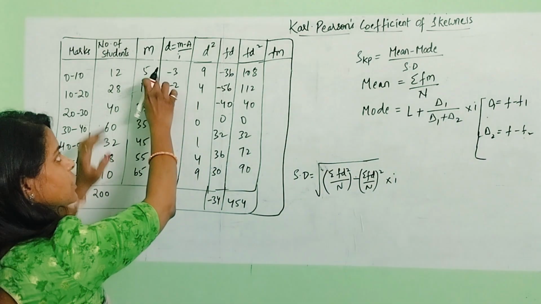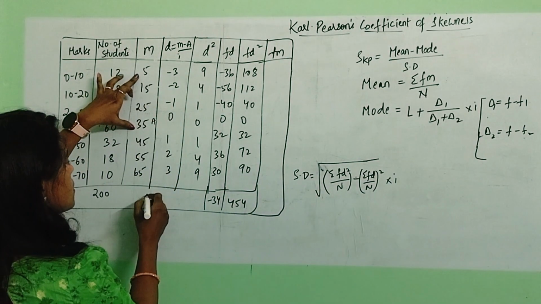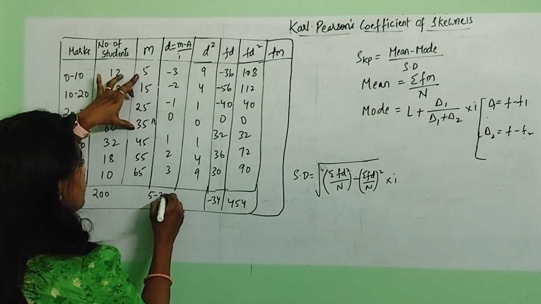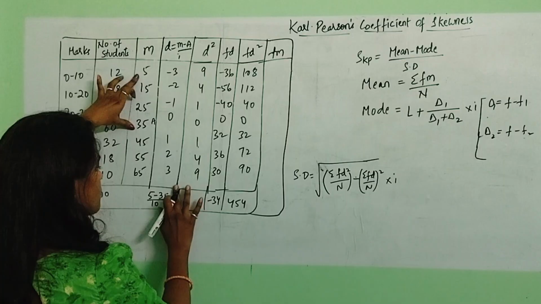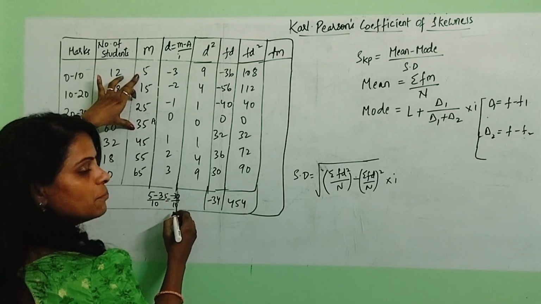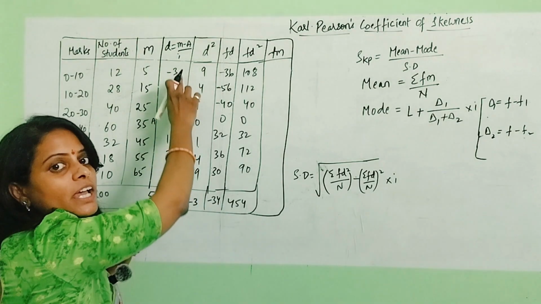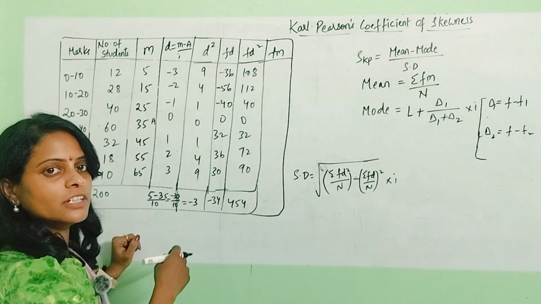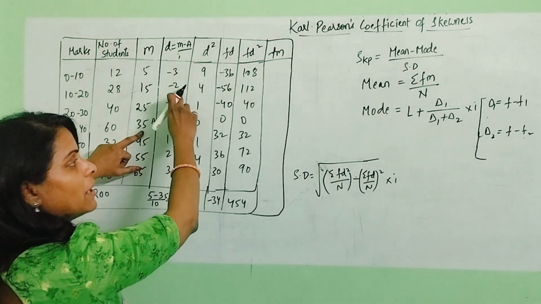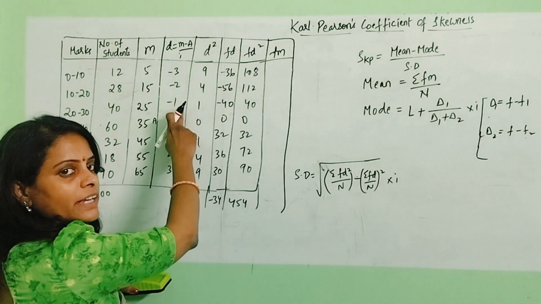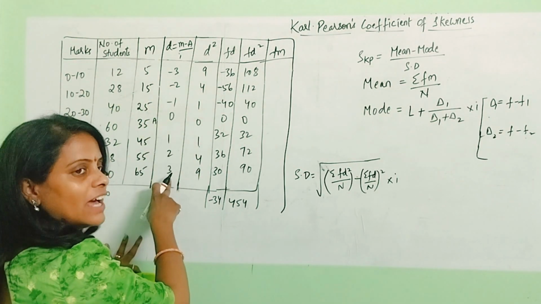I'll calculate one value, and you can relate that to the others. 5 minus 35 is minus 30. Minus 30 by 10 is minus 3. In a similar way, you can calculate for all. 15 minus 35 divided by 10 is minus 2. Then minus 1, 0, 1, 2 and 3. So these are the d values we have.